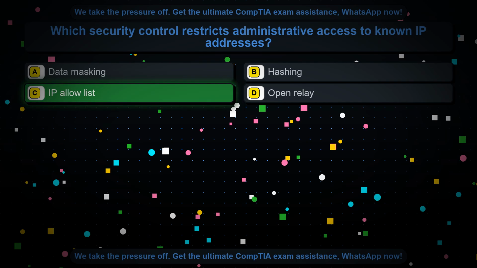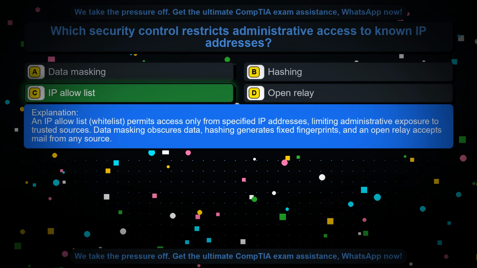The correct answer is option C. IP Allow List. SAML is an XML-based standard used to exchange authentication and authorization assertions. It is commonly used for federated identity and single sign-on between identity providers and service providers.